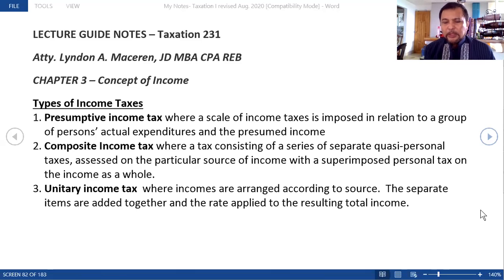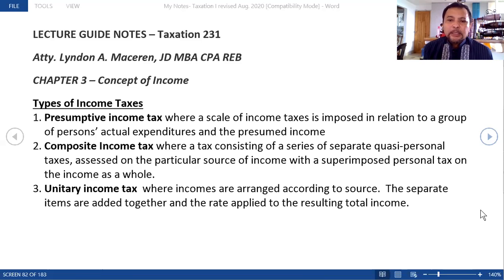For instance, this person is operating a hardware store. So normally, what is the income of a hardware store of this size? So the BIR examiner will presume his income in order to get his income tax. That's presumptive income tax. So the next one is composite income tax.